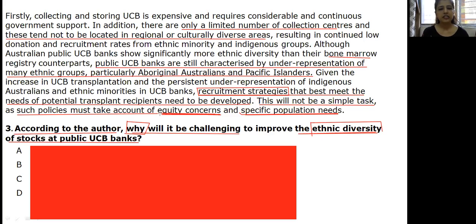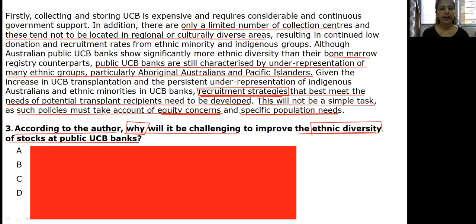So equity concerns means, as per the requirement, you will have to develop or inaugurate more centers where the blood can be collected. And the recruitment word usually is related to staff. But here, if you think, why do we need ethnic diversity of staff? So this is not recruitment of staff, but recruitment of blood, umbilical cord blood, because you are looking for diversity. You are looking for blood, umbilical cord blood donated by different cultural groups and regional groups.